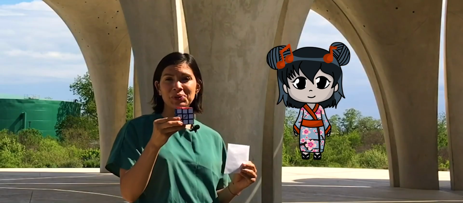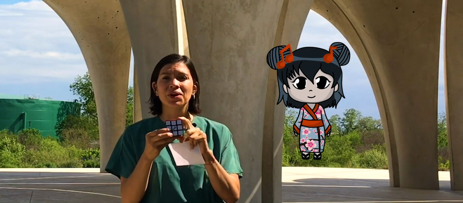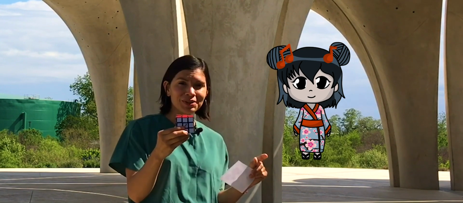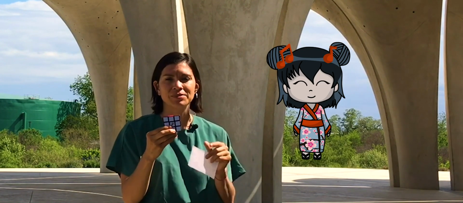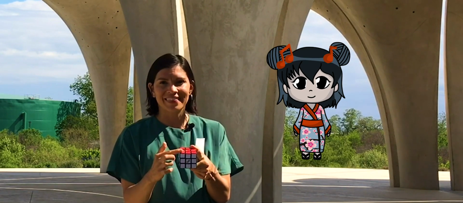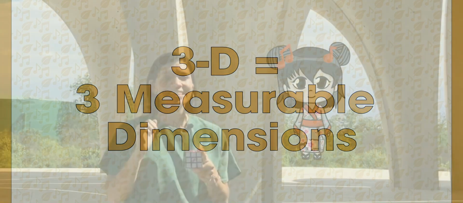Let's look at this cube made of 2D squares. When the faces or the sides of the 2D squares join, it creates a cube, which is a 3D object with length, height, and now width. So an object with three measurable dimensions is, you got it, 3D.